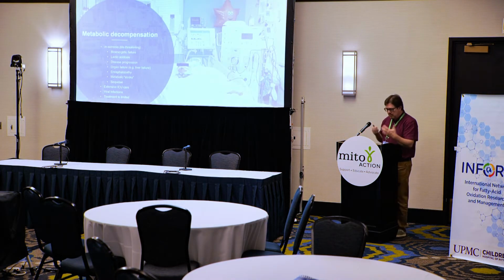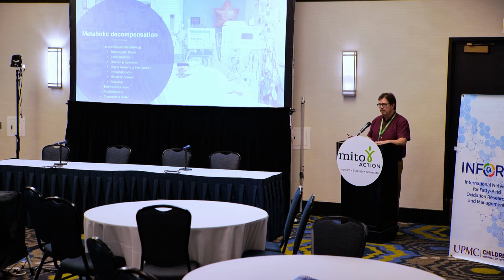I'm sure a lot of you are familiar with the term metabolic decompensation. For FAODs, it can mean things like rhabdo, hypoglycemia, liver dysfunction, et cetera. In mitochondrial disease, a lot of similar things. These can be life-threatening situations with bioenergetic failure. They can develop lactic acidosis and disease progression, including organ failure. They can develop encephalopathy. Those areas of neuronal death that I spoke about, we call metabolic strokes. They're not strokes in the vascular sense, but rather death of certain areas in the brain.